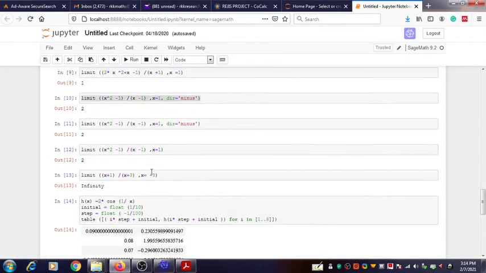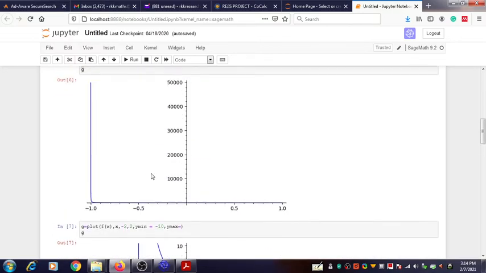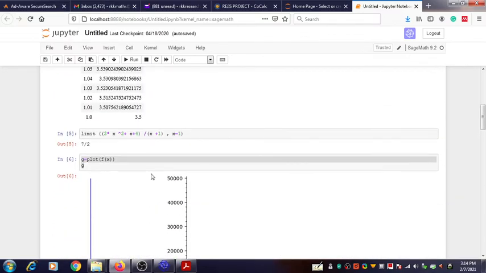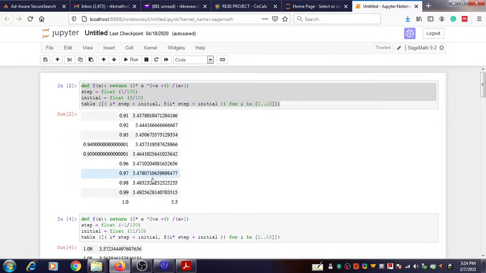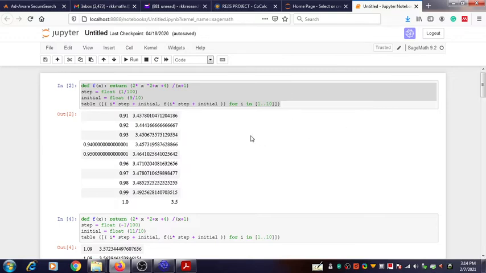Okay, this is the Jupyter notebook, which is opened in the SageMath system. You can see I have applied the commands. I have typed all the 4 commands in the input window in SageMath, in the Jupyter notebook.